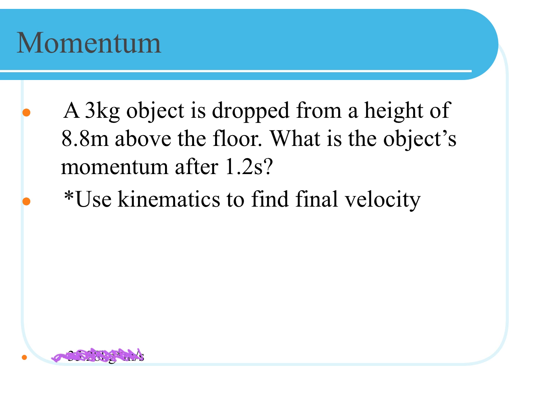All right. This one says an object is dropped from a height of 8.8 meters above the floor. What is the momentum after 1.2 seconds? So we've got the mass, but we don't have the velocity, right? And if I want momentum, I need to take mass times velocity. So I've got my time, I've got my y final, right? I'm able to just use kinematics to solve for velocity. Okay, are we agreeing there?